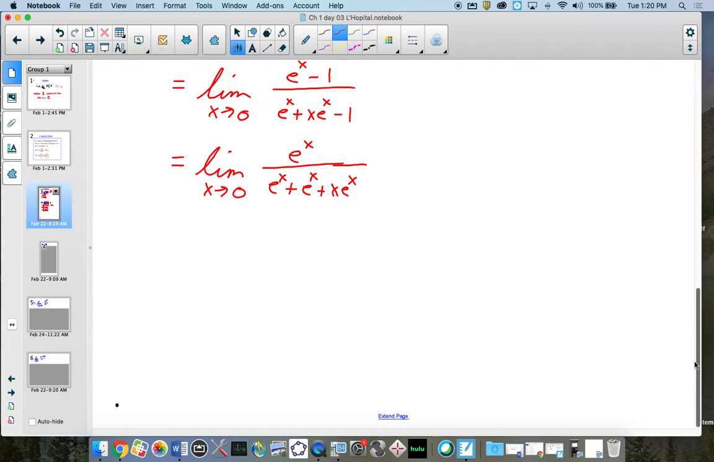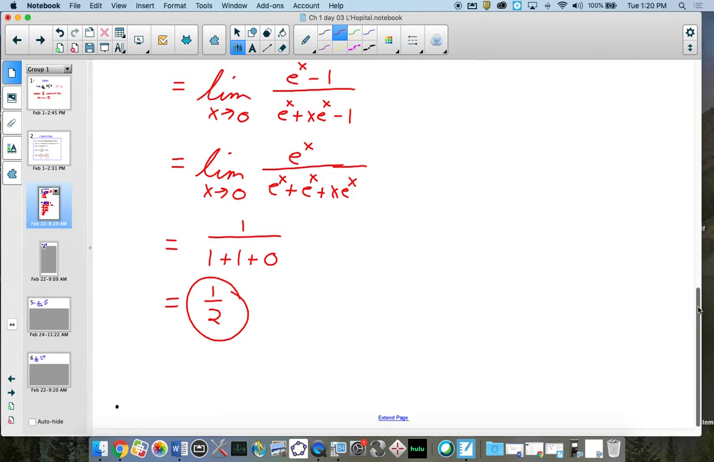Okay, let's see what happens now. Can I plug in 0 directly? In the numerator, I'm going to get e to the 0, which is 1. In the bottom, I get e to the 0, which is 1, plus 1, plus 0. Hey, wait a minute. That's 1/2.